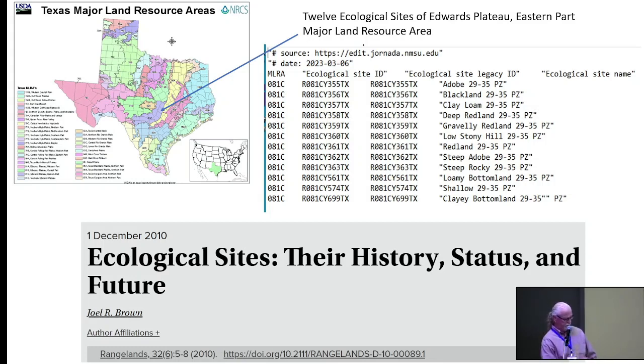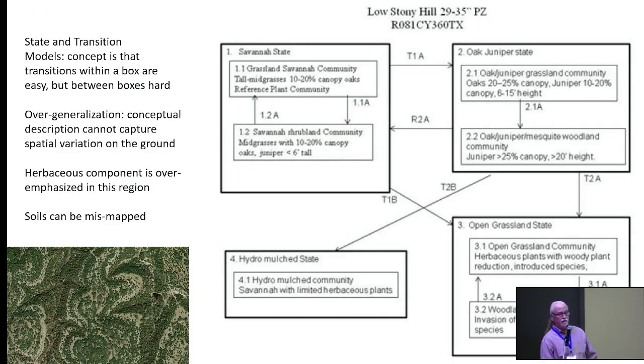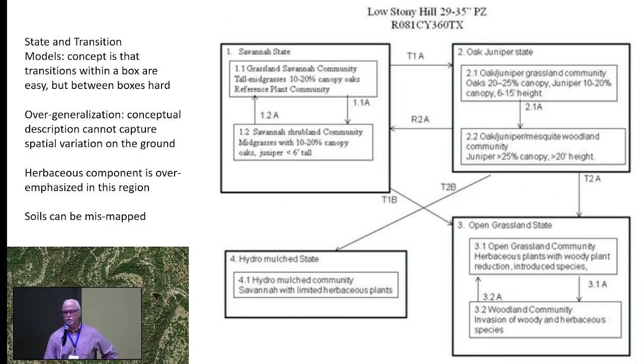I'll give you a paper reference here. You can go get that. A lot of good information is in the ecological site descriptions. They're 25 to more than 30 pages long for all dozen of them that exist for this MLRA. This is one thing that's in there: the state and transition model.